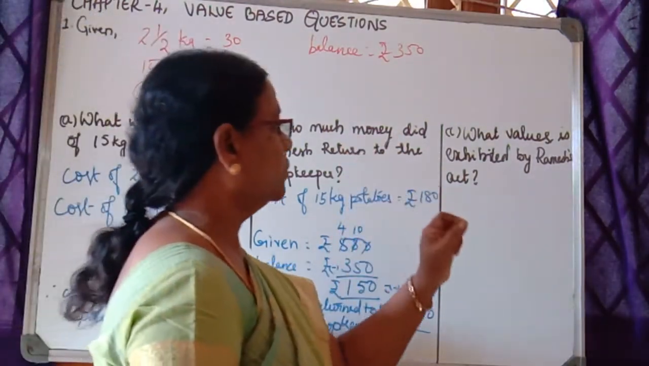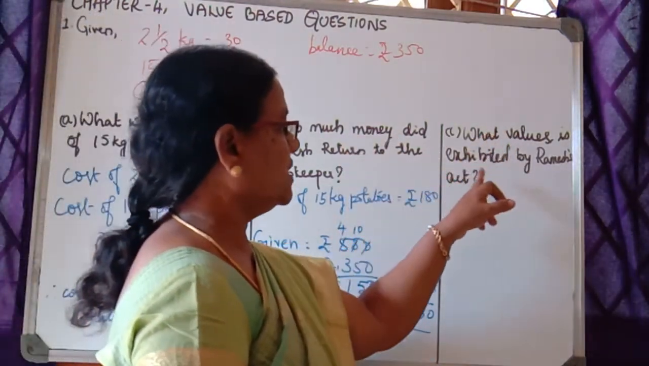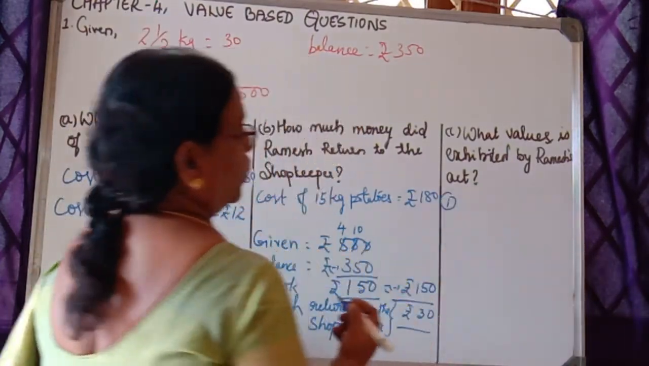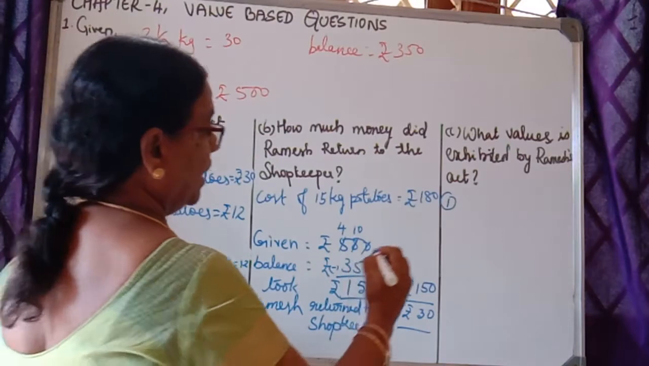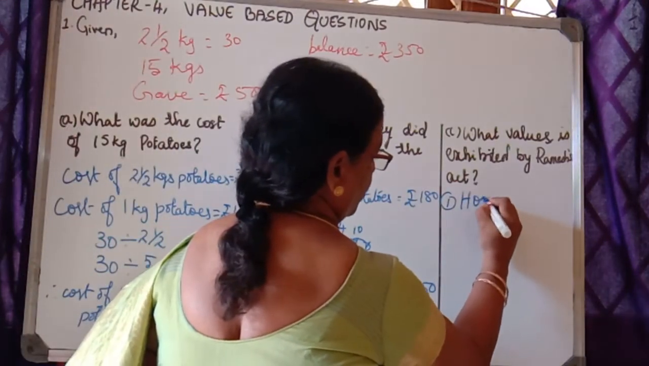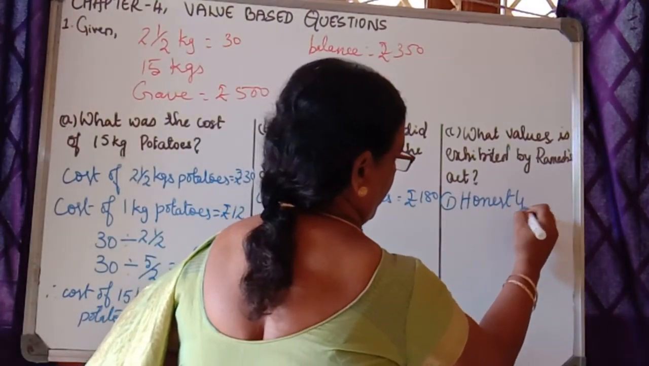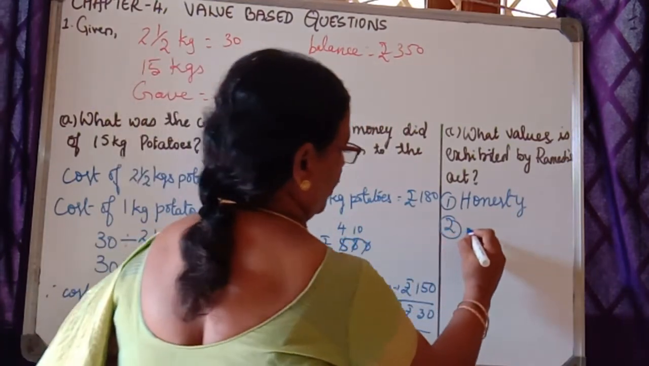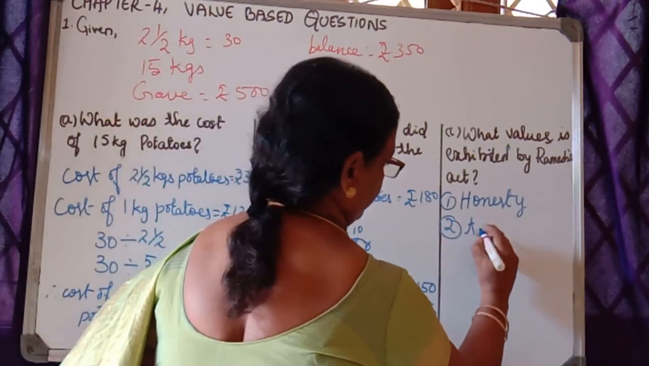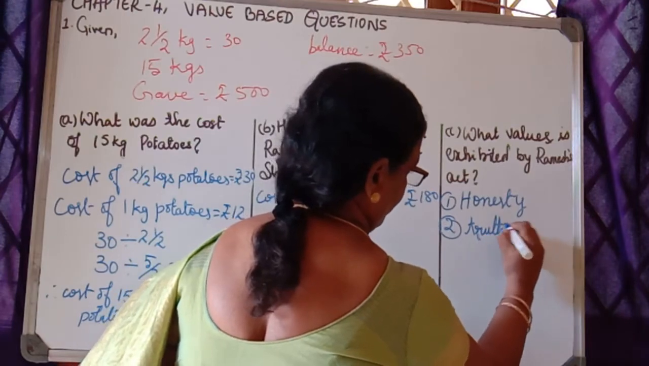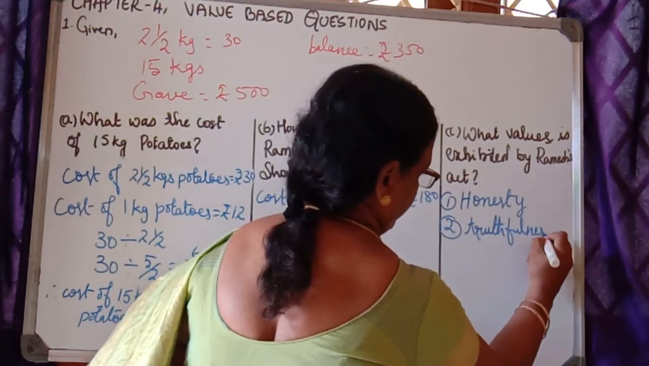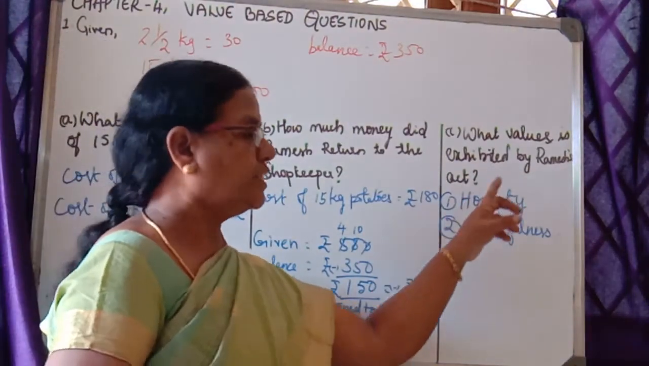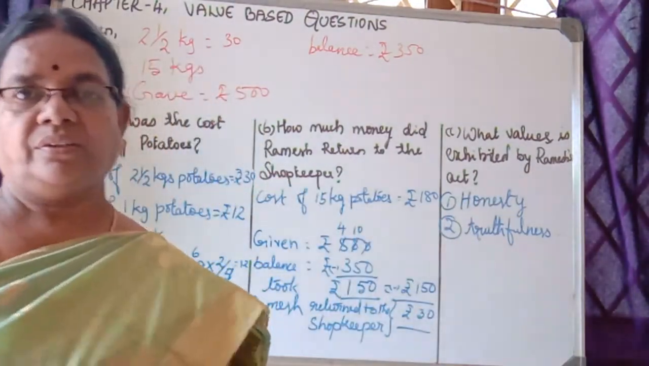Now, what is the third question? What value is exhibited by Ramesh? What values? He was very honest. So, honesty. Second value, what? He is very truthful. So, truthfulness. Honesty and truthfulness are exhibited by Ramesh.